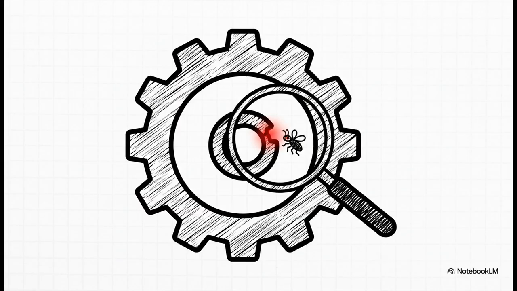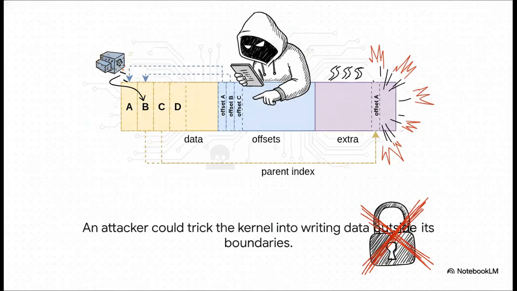And this tiny bug could be used to tear down the entire security model. So here's how it worked. An attacker could craft a malicious parcel, but in it, they'd claim a piece of data was way, way bigger than it actually was. This would trick the kernel's internal math, causing that integer overflow.